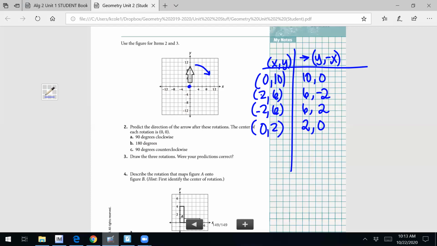Okay? Same thing as before. This 10, 0 was the tip of the arrow, the nose of the arrow. Then we have 6, -2, and we have 6, +2. Oh, I'm counting wrong. Remember, we're counting by 2s. So that's the top of my arrow, and then the base is at 2, 0.